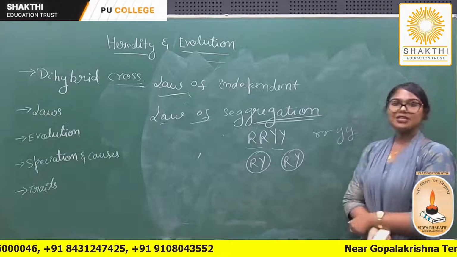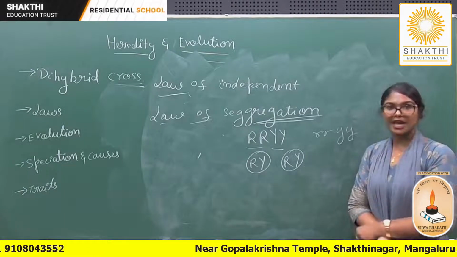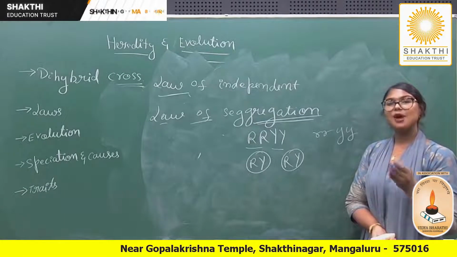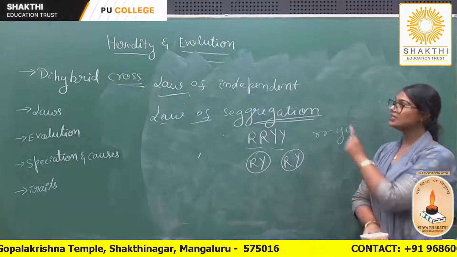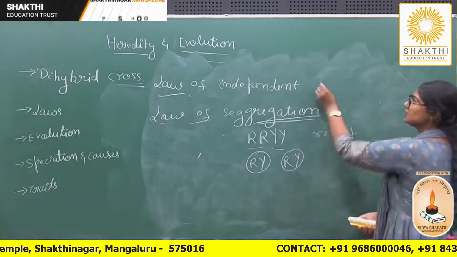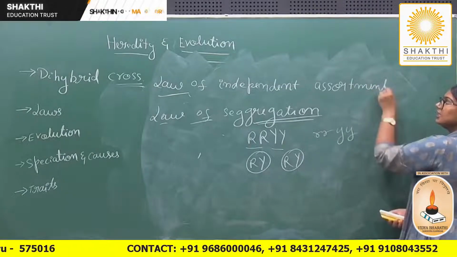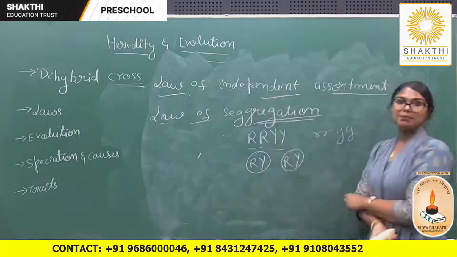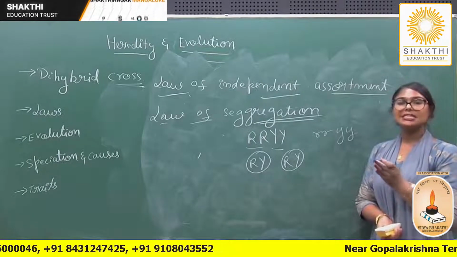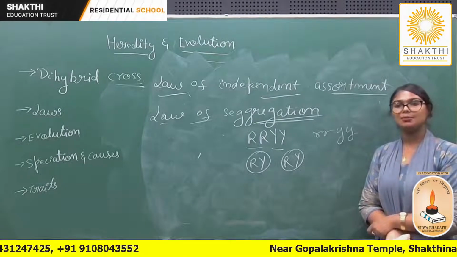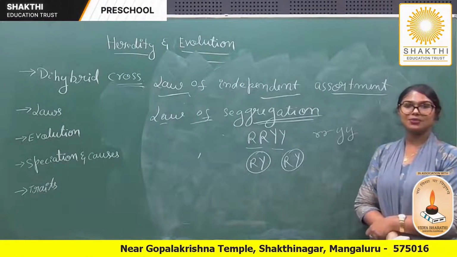So the law of independent assortment says when we have two pairs of characters, the splitting of one pair of characters is independent of the other pair. That is independent assortment, students. The law of independent assortment. That is nothing but splitting of one pair of characters is not dependent on, or is independent of, the splitting of another pair. With that, we have completed all the three laws from Mendel.